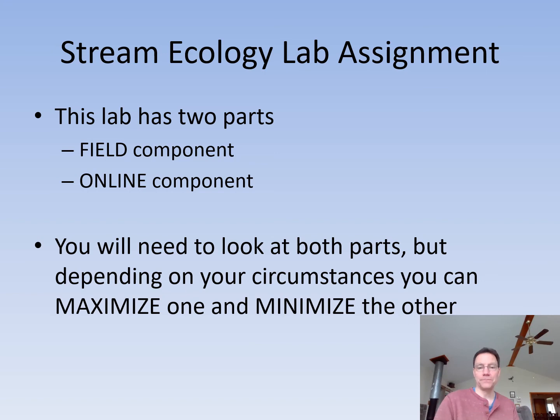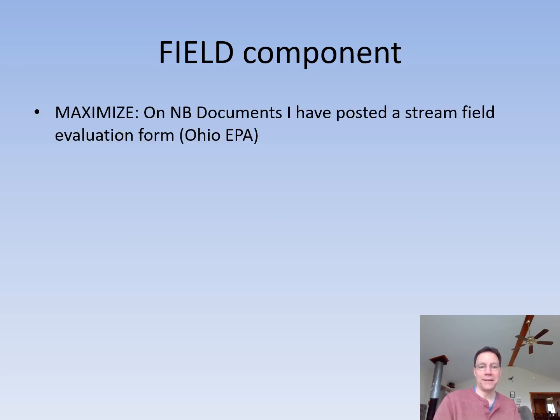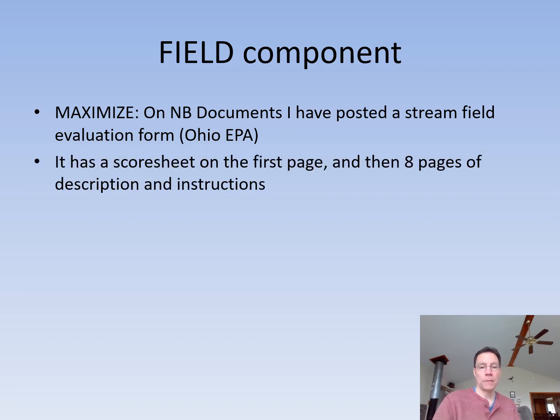I'll explain. Okay, so the field component, if we were all together on a normal semester, we would all be going out and sloshing around in some streams, but I realize you can't all do that. Some of you might want to though. So on Notebowl in the document section, I have posted a stream field evaluation form that the Ohio EPA uses, called the QHEI form. So find that. It has a score sheet on the first page. This is one of those ecological integrity indices that we talked about in class. It adds up to 100 points.